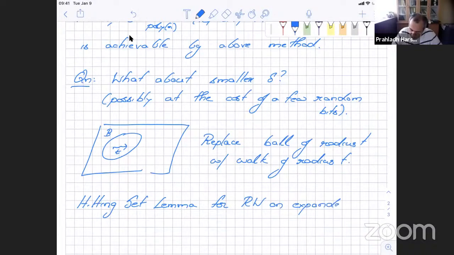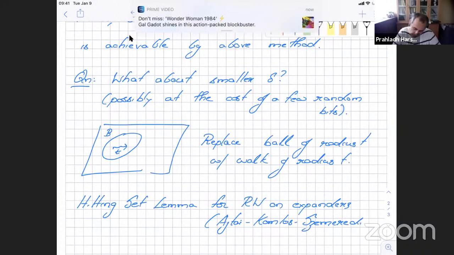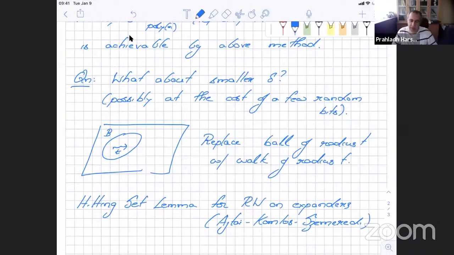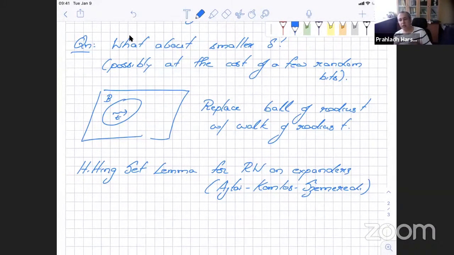This is due to Ajtai, Lovász, and Szemerédi. And what does this say? I will state it more generally, not just for d-regular graphs, but for any Markov chain which has bounded spectral gap.